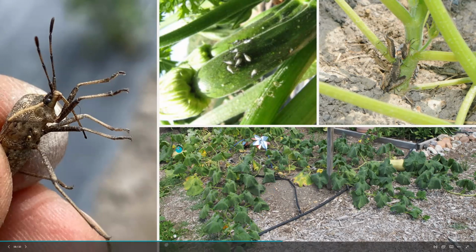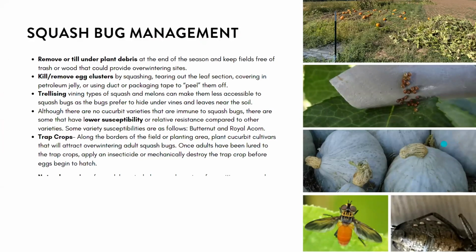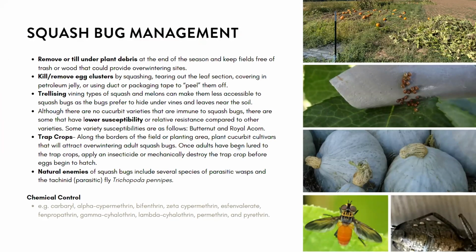Later in the season, as the populations build up, they can congregate on other parts of the plants, including the fruits, and they might feed on the rinds as well. So to manage them, the best thing you can do, Josh talked about that he does this at his farm, is removing the debris at the end of the season, keeping your site free of trash or wood that can serve as that overwintering site.